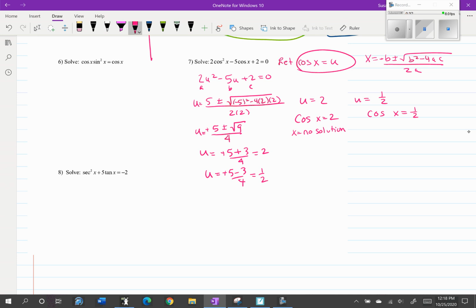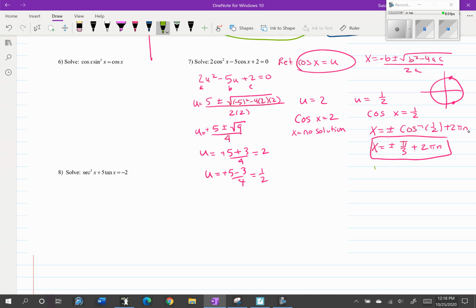But over here, when cosine of x is equal to 1/2, we have solutions, and we can use our unit circle values to help us. Where do we get 1/2 for our cosine? Here at pi over 3 and down here as well. Since this is cosine, we can write our answer as x is equal to plus or minus the cosine inverse of 1/2 plus 2 pi n. So x is equal to plus or minus pi over 3 plus 2 pi n gives us our solutions.